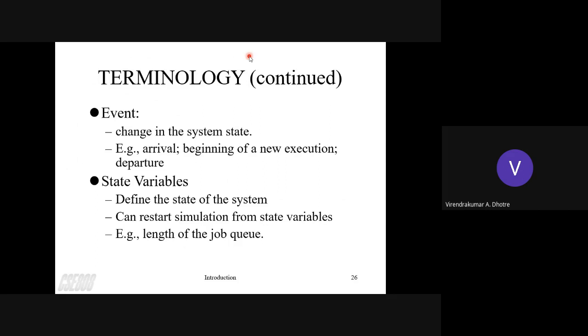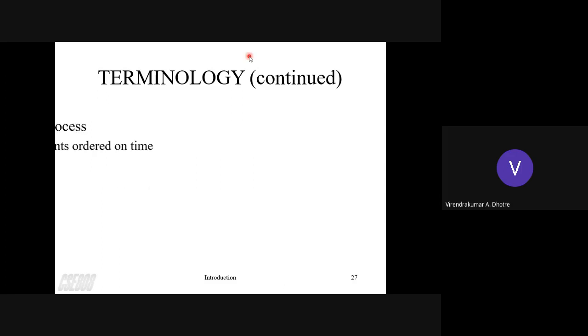State variables. We can define the state of the system and we can restart simulation from a particular state or state variables. Example, the length of the job queue we can calculate, and we can again assign a new job. We can calculate the length of this. Processes, a sequence of actions or events which are ordered in time.